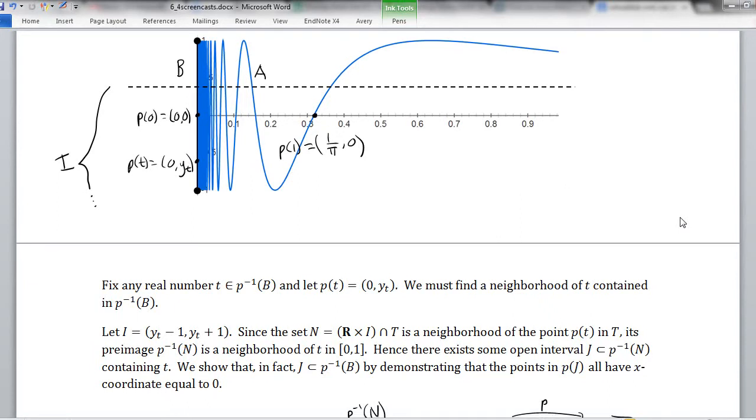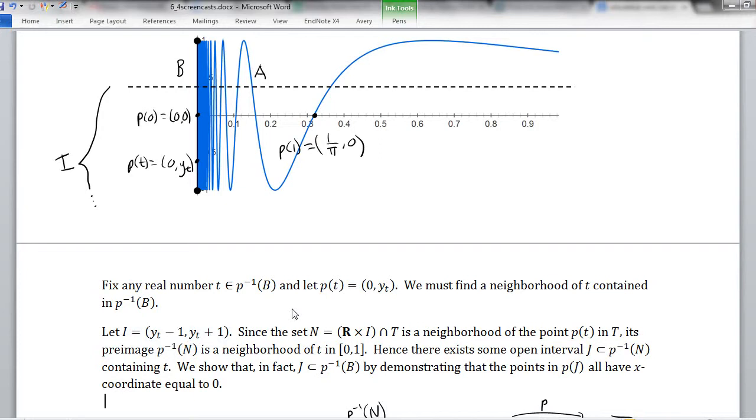Let's see if we can make that rigorous. Given this t, such that P of t has y-coordinate y sub t, let's define this interval I to be the interval of radius 1 about y sub t. And so I sort of illustrated that here for our particular picture.